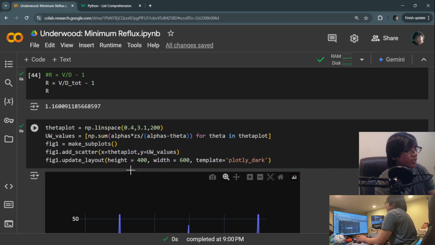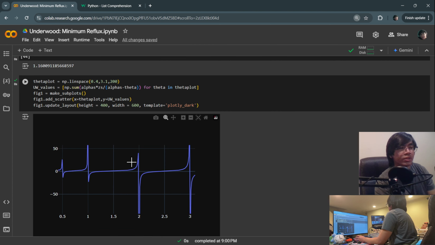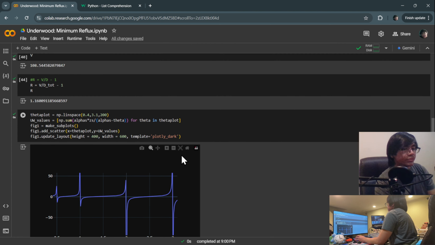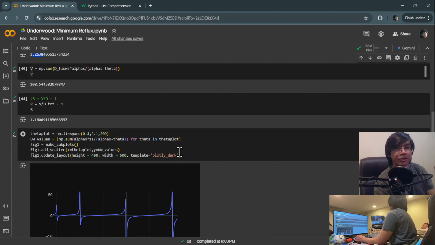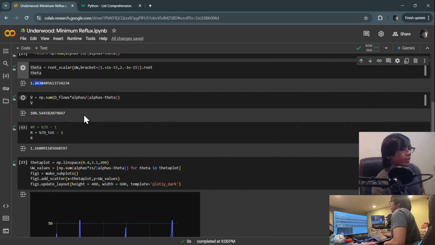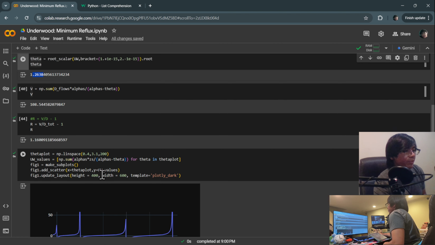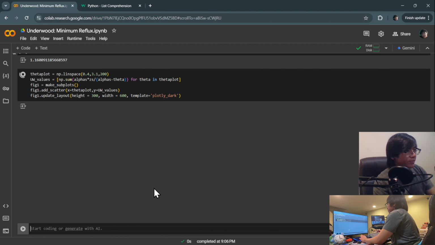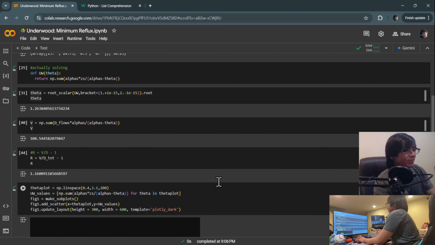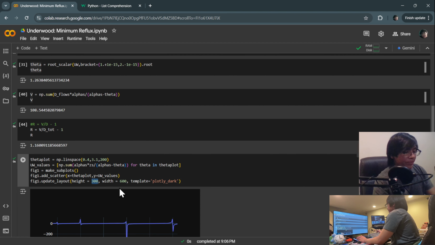Okay, cool. I'll leave it here so you can see theta and a little bit of the graph. Maybe I'll make it smaller too. Is that good enough? That's so small. Whatever. Anyway. All right.